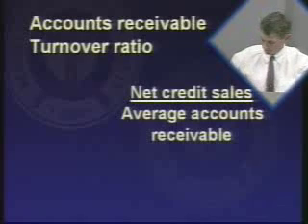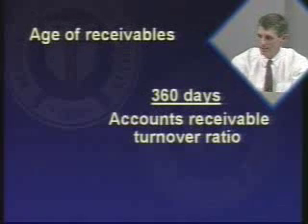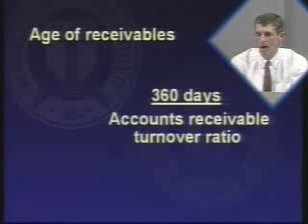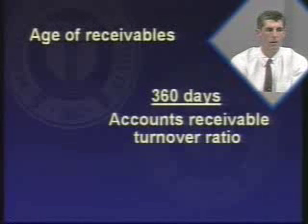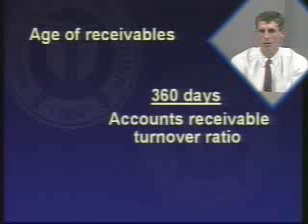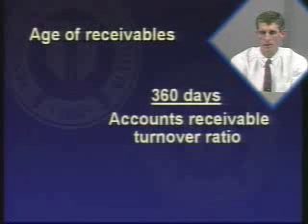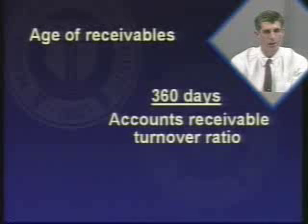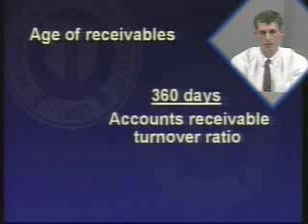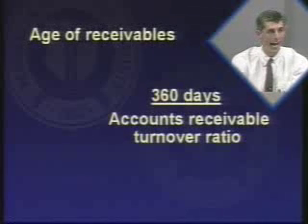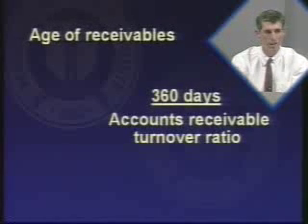Age of receivables. Age of receivables is 360 divided by the accounts receivable turnover. Higher is better, true or false? And the answer is false, because the higher the turn, the lower the amount. In other words, the question is, how long does it take us to get our cash? The age of receivables is how long does it take us to get our cash?